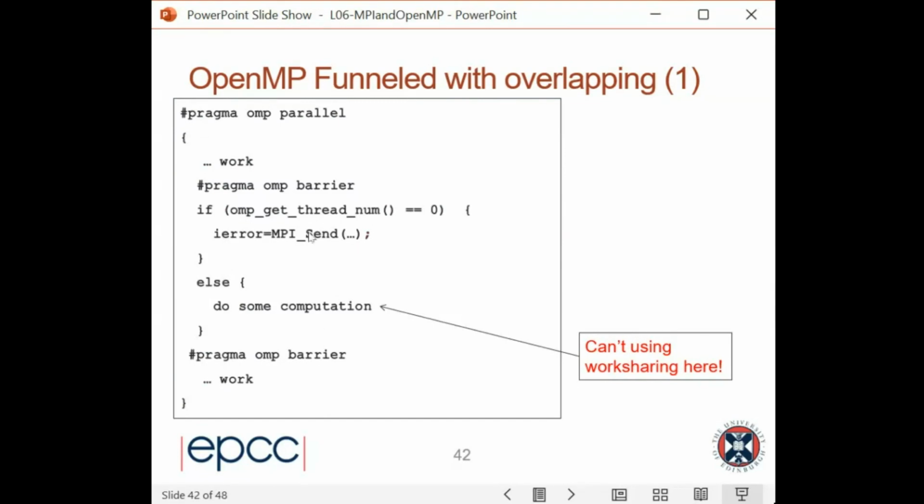However, what I'm doing is, rather than using a master region so that only the master thread executes the send, I'm doing it by hand with an if, and that allows me to do an else. Unfortunately, you can't use a work sharing directive like OMP2 or OMP4 in here because those directives, at least in the simplest form of OpenMP, require all the threads to be executing that. So that's a bit of a problem.